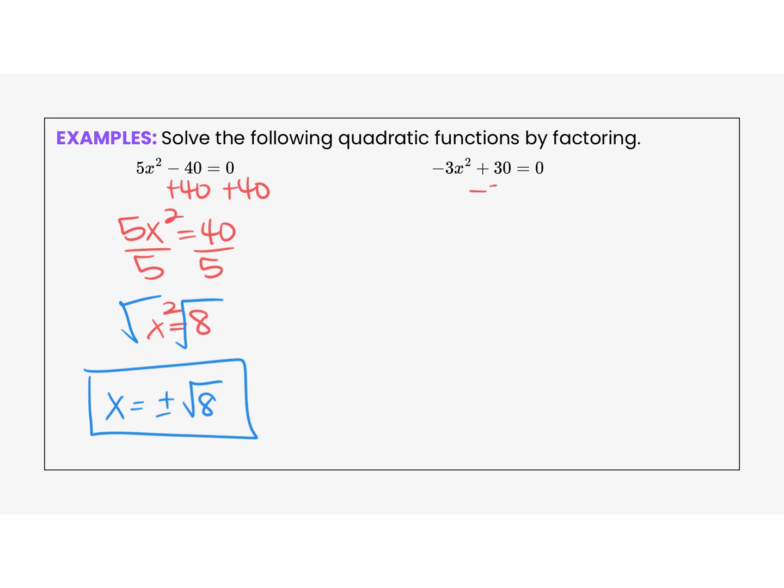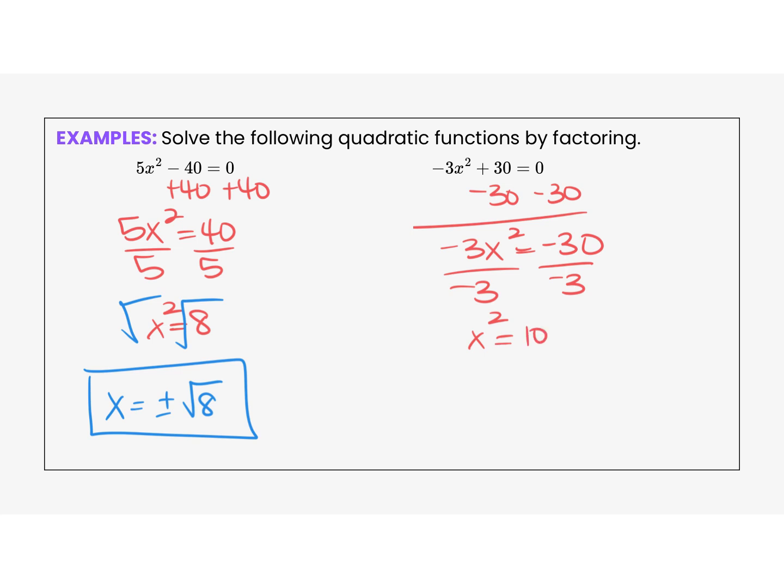Last one, I'm going to subtract 30. So I get negative 3x squared equals negative 30. And some of you might be saying, when we had a negative on that other side, it didn't work, so are we done? Okay, we need to make sure we get x squared all the way to the end, because when I divide by negative 3 here, I end up with positive 10. So this problem is solvable unlike the other one. So I'm going to take the square root, and x equals plus or minus square root of 10. Okay, and that is solving with square roots.